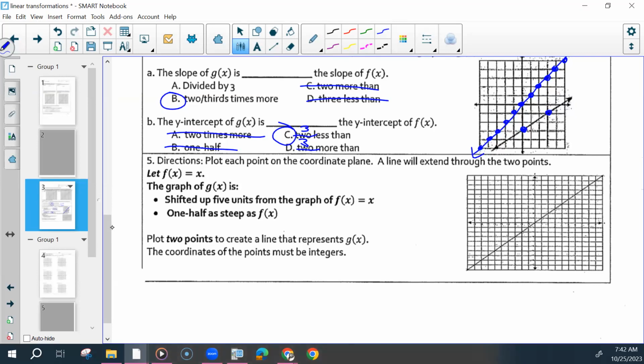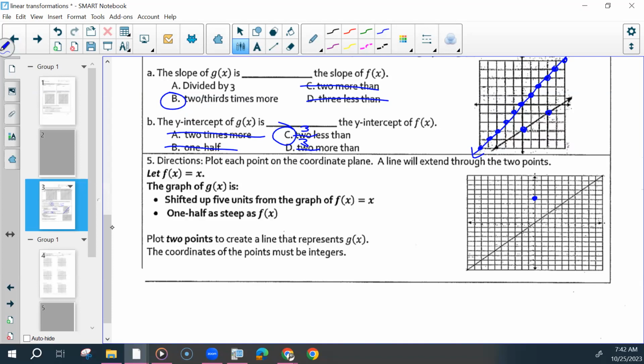Right, and then for number 5, we need to plot 2 points where it shifted up 5 units and half as steep. So if it shifted up 5 units, where's our new y-intercept? On the y-intercept, on the y-axis. And then what would our slope be? 1/2.